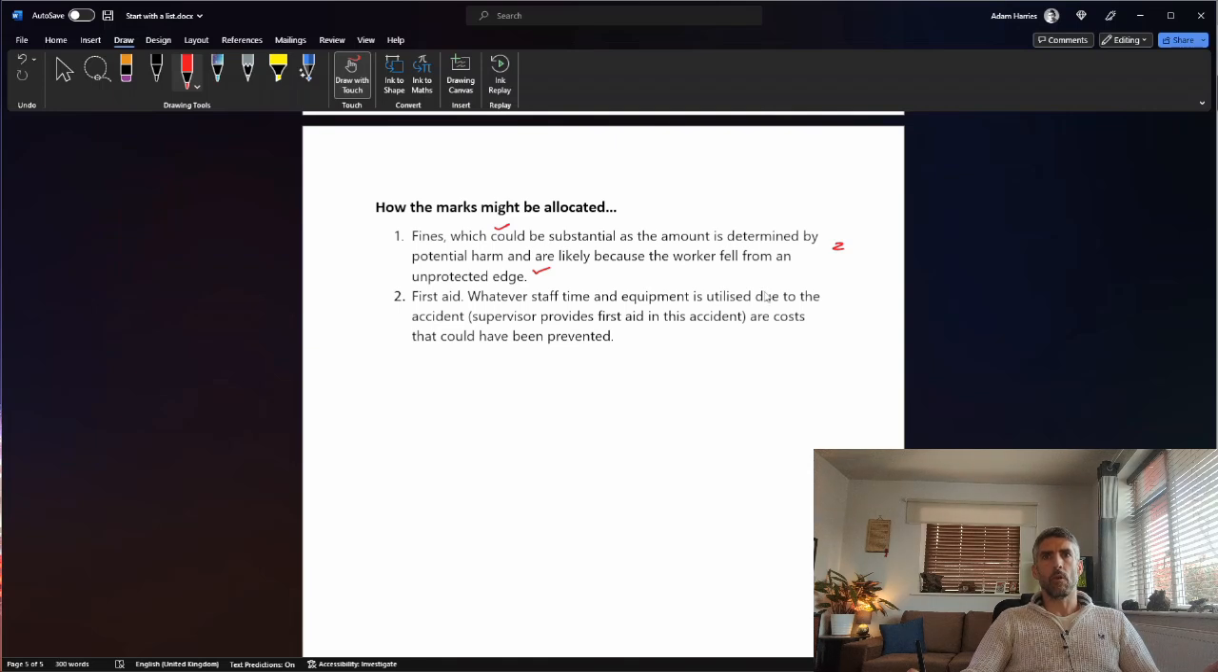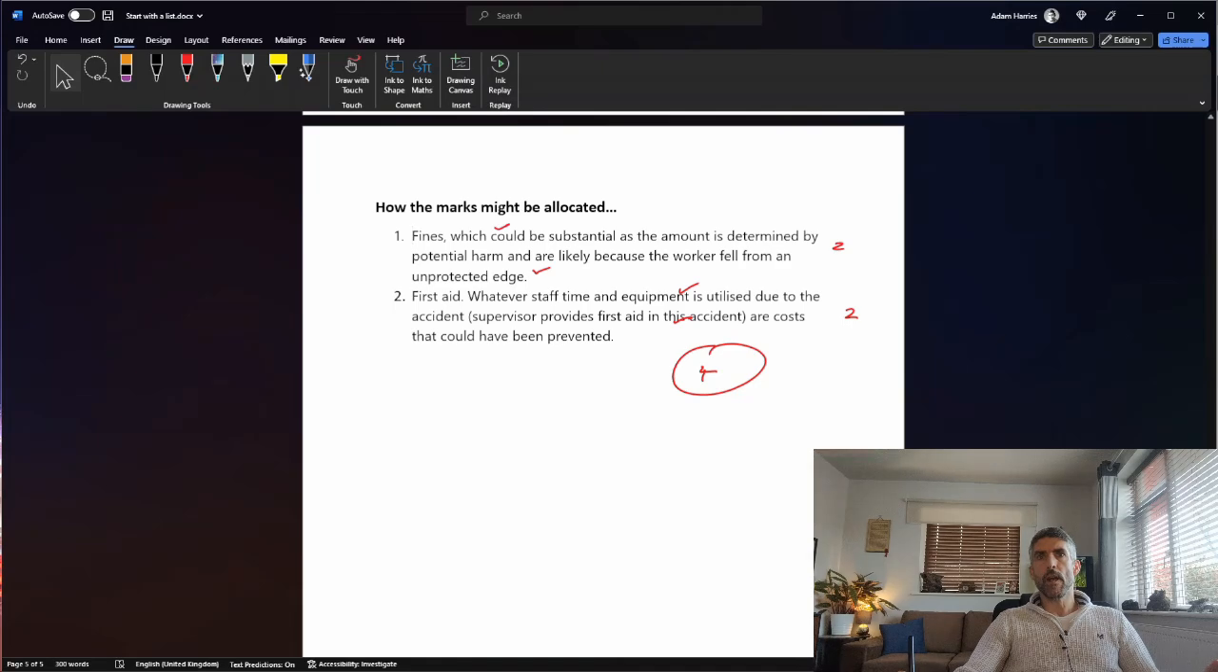Same with the second one, first aid, whatever staff time and equipment is utilised due to the accident are costs that could have been prevented. There'll be a mark for that, so I'll put a tick somewhere along there. But then there will also be another mark for the fact that we've included information from the scenario. We've said that the supervisor provides first aid in this accident. Okay, so that's another 2 marks. Okay, so we've got 2 points, but we've got now 4 marks. Do you see how it works?